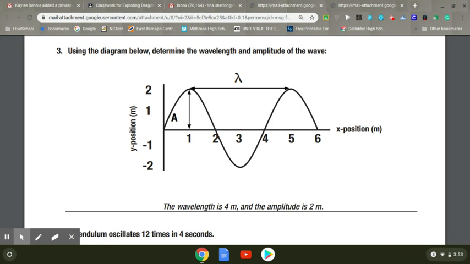If you look at amplitude, it's from the rest or equilibrium line, which is that middle line, all the way to the top of a crest or all the way to the bottom of a trough. For this example, that wave goes all the way up to 2. And again, it's measured in meters, so the amplitude is 2 meters for this particular wave.